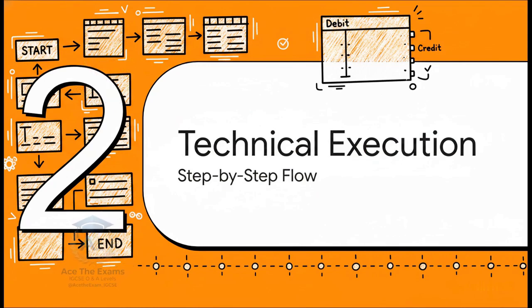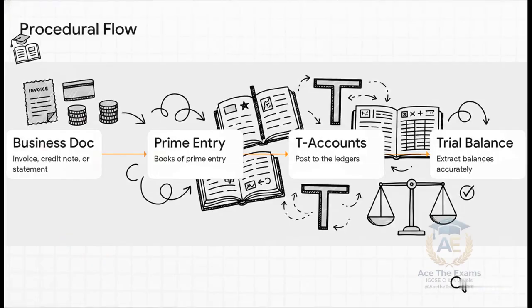This is our step-by-step flow. Understanding this procedural flow is super crucial. It all starts with Step 1, the business document. We're talking about your invoice, credit note, or bank statement. That source document feeds directly into Step 2, the books of prime entry. Then from there, we post to Step 3, the ledgers, specifically using our T accounts. And finally, all of those balances are extracted to create Step 4, the trial balance.